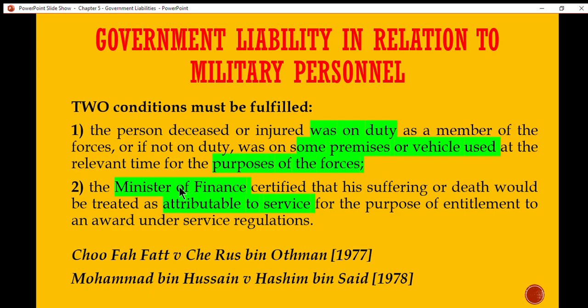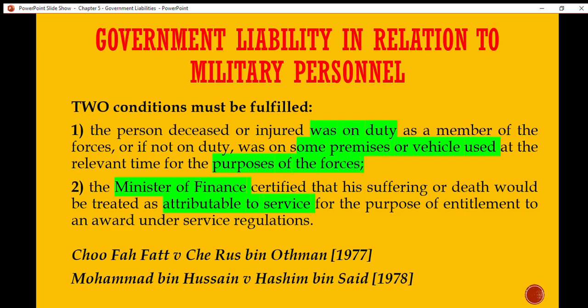For example, you may refer to the case of Chu Fahfat against Cik Ros bin Othman. In this case, the action for damages arose out of an injury caused to an army personnel as a result of a collision between a military lorry and a civilian's lorry. Both the driver and the injured person were on duty as members of the force. So they fulfill the first requirement. And then the Minister of Finance issued the necessary certificate under section 14. So the second requirement was also fulfilled.